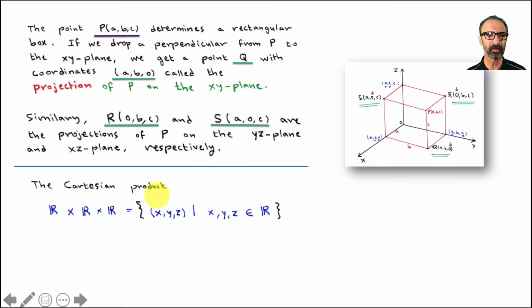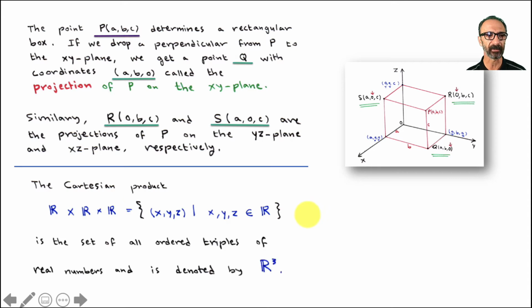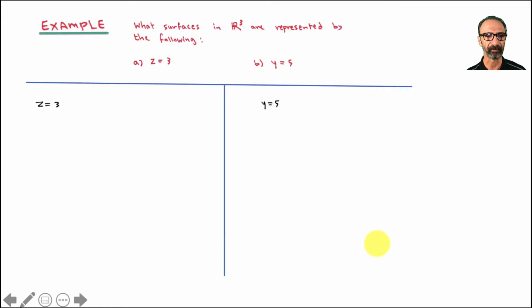So the Cartesian product describing this right here is R times R times R, which is (x, y, z), as x and y and z belong to the real number system. That's a 3-dimension Cartesian product. It is the set of all ordered triples of real numbers and is denoted by R to the third. Of course, we write it this way to distinguish between the regular R and the real number system.